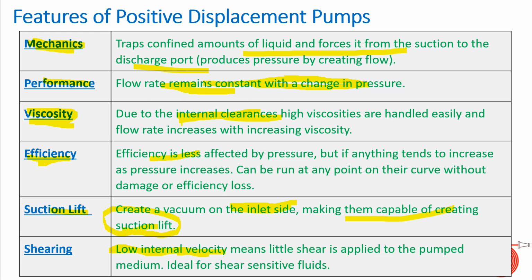They comparatively have a higher life. Mechanical equipment inside positive displacement pumps has a higher life as compared to centrifugal pumps because of less shearing, and less shearing is because the velocity inside the pump is less.